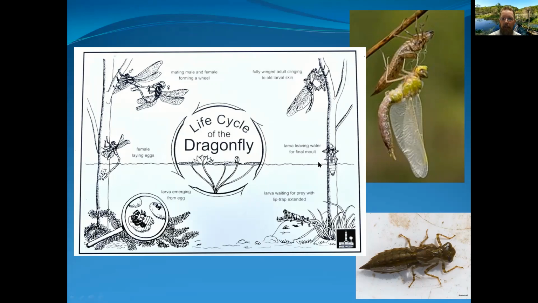So when they're ready for their final molt, they climb out of the water and they emerge from this shell. It's very similar to cicadas, if you know what those are. And then they dry out their wings and they start flying around and get ready to repeat this cycle.